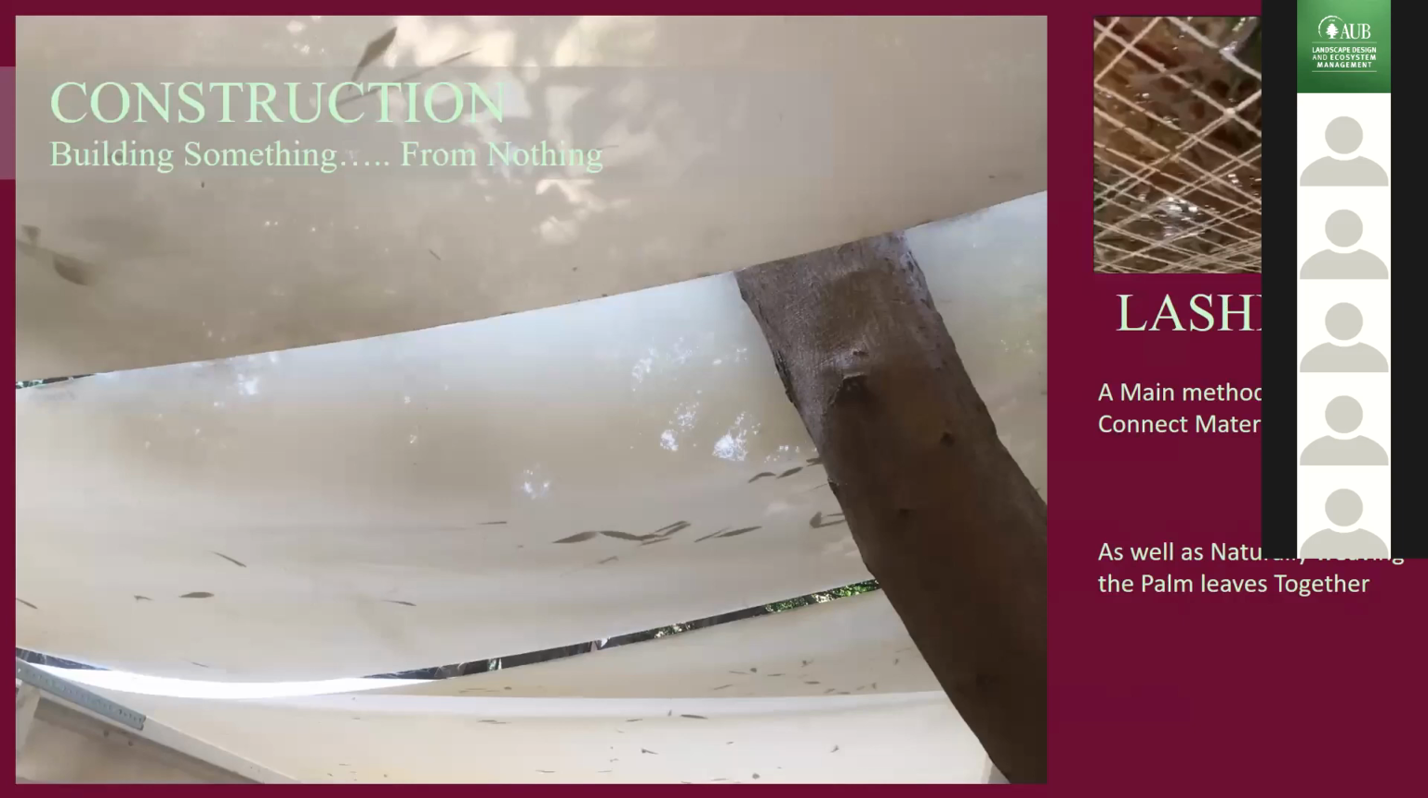So all of the materials were on site, but they still needed to be connected. The way we connected these materials was also biophilic, in a way that blended in with the natural elements that we used. Lashing or knotting was one of the main techniques used to connect these pieces together, as well as naturally weaving the palm leaves that we already mentioned before, which also gave the whole design life in itself.